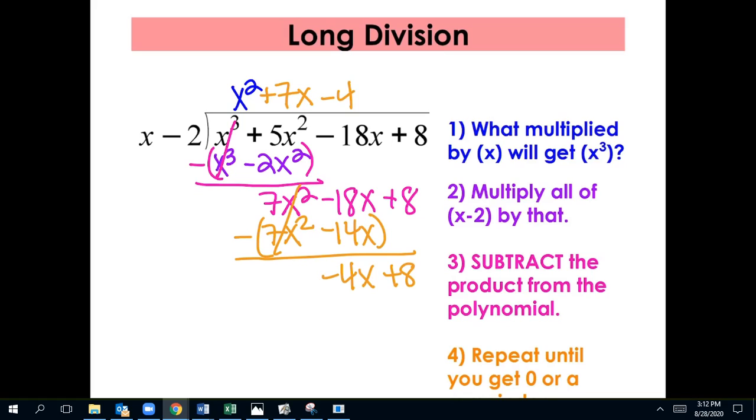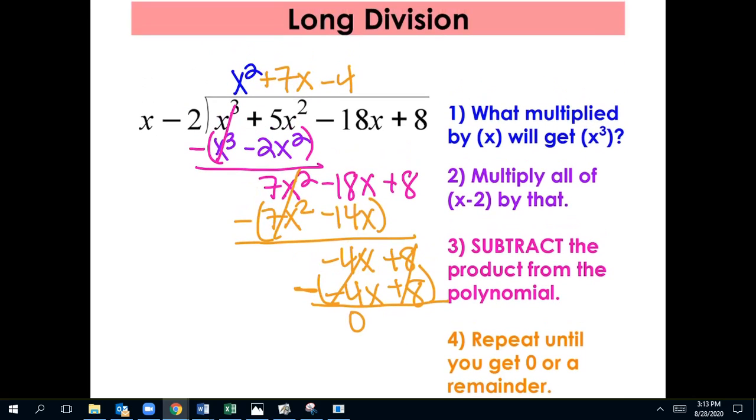And so negative 4 times x is negative 4x, that's the goal. Negative 4 times negative 2 is positive 8. Then we'll subtract the last thing, and that cancels. And 8 minus 8 will also cancel. And so we got a remainder of 0. That's when we can stop. If I had gotten something like 3 or 7, I could not multiply x by anything rational to get that, and so I would stop there. All right, so now we know that when we divide x cubed plus 5x squared minus 18x plus 8 by x minus 2, we get x squared plus 7x minus 4.